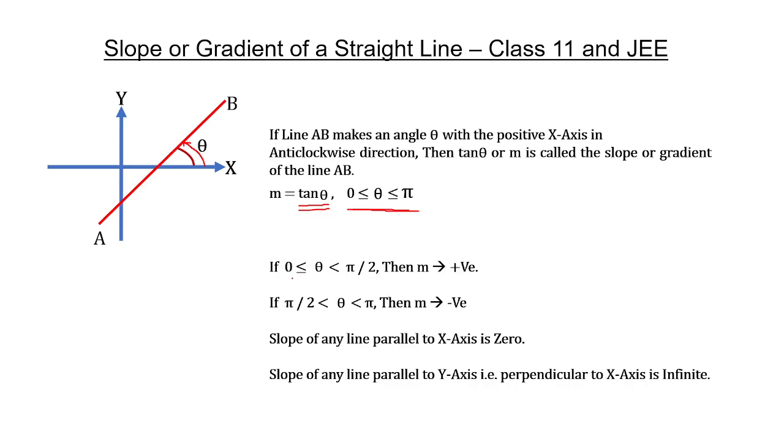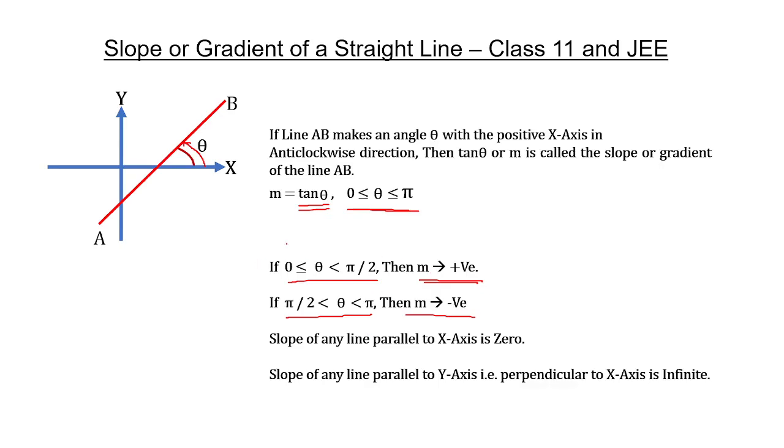When the value of theta is between 0 and pi by 2, in that case tan theta will be positive, so the slope of the line will be positive. When the value of theta is between pi by 2 and pi, then the value of tan theta will be negative. So the slope of the line will be negative.